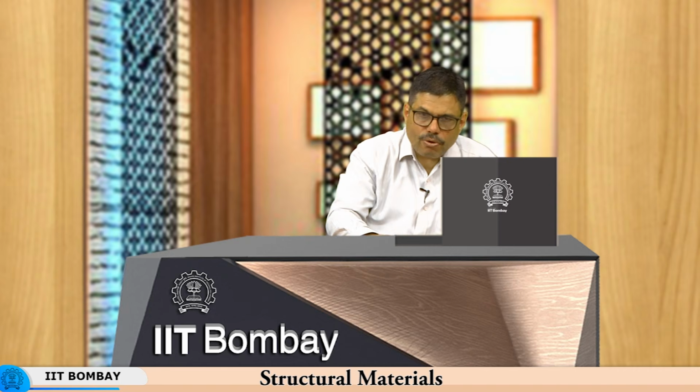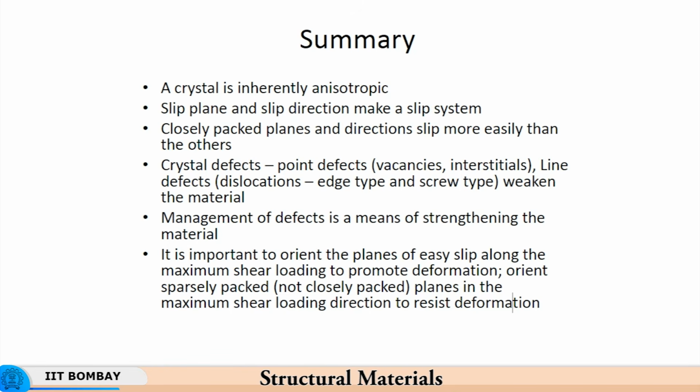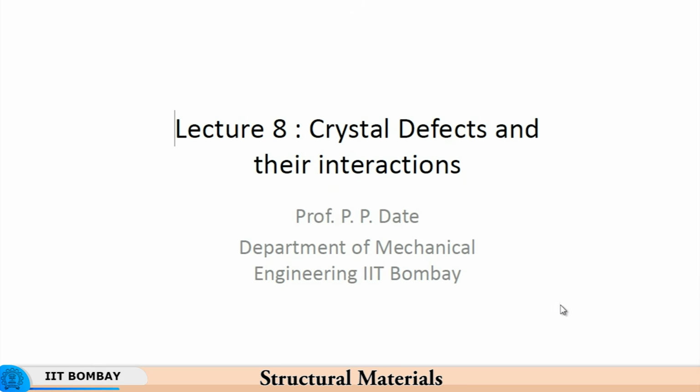So now we will see in some detail some of the surface defects, which are like grain boundaries. There are two-dimensional defects, and we will see how the crystal defects interact with each other. So we will see first the types of defects again, and then how they interact with each other.